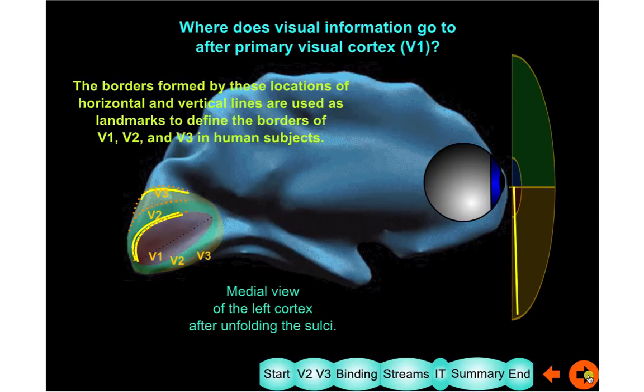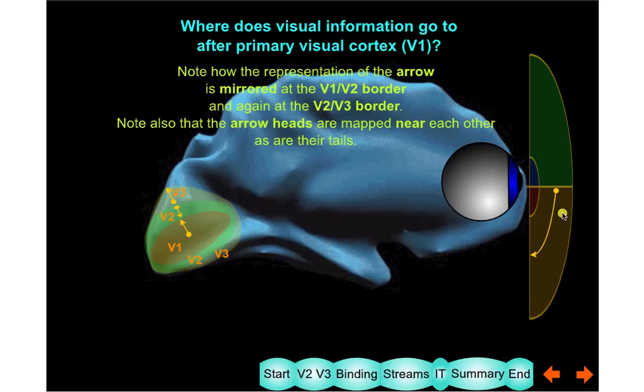Well, one good thing about that is if you're doing fMRI and want to figure out where the borders of V1, V2, V3 are, what you do is you show subjects horizontal lines and vertical lines, and you can determine where these borders are. These dotted lines, where these two lines come together, tell you where these borders lie. And that's what experimenters use to determine where these areas are in living subjects.